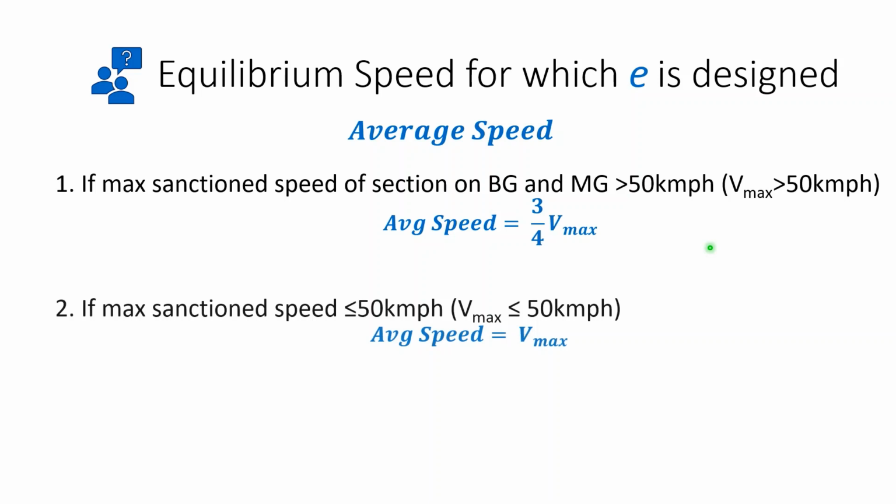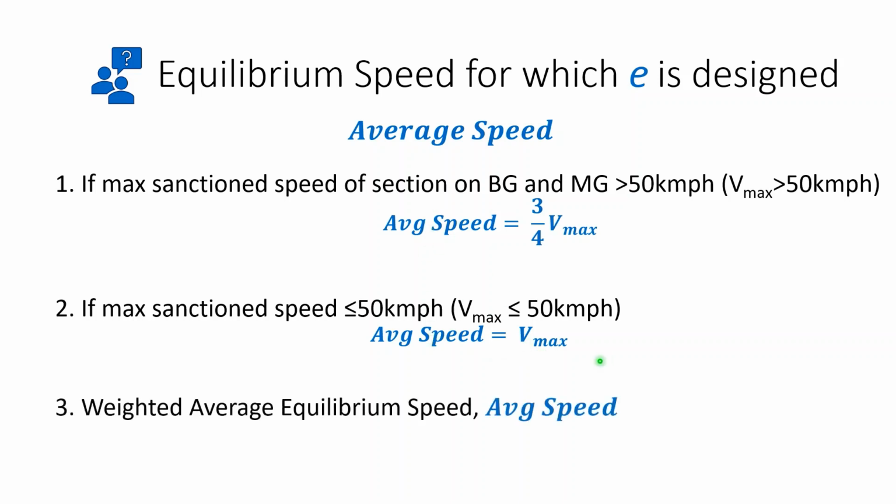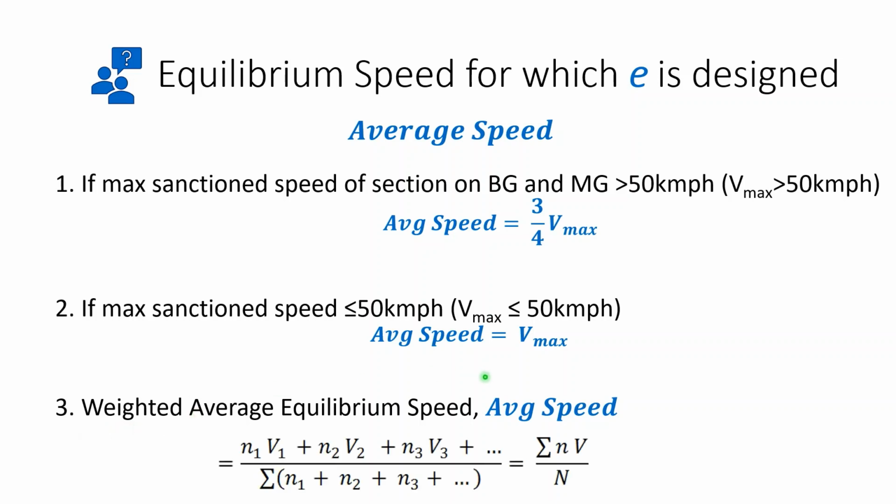If the maximum sanctioned speed is less than 50 km per hour, then the average speed is considered to be the maximum speed. For example, on a particular route the maximum speed at which trains run is 45 km per hour. In that case, the average speed is considered to be Vmax. Another way is to simply take the weighted average speed as our equilibrium speed. For example, there are 10 trains traveling at 60 km per hour and 5 trains traveling at 50 km per hour. We have to get the weighted average of all this using this equation.